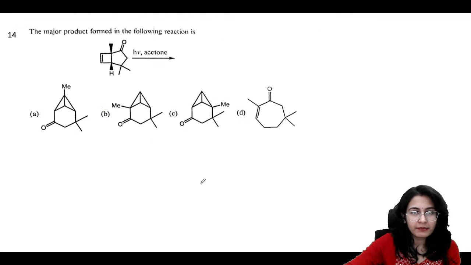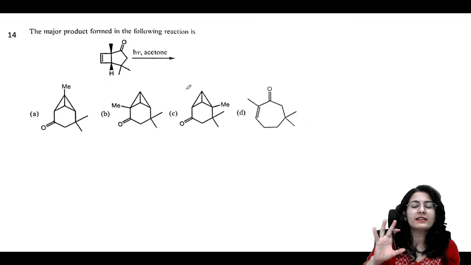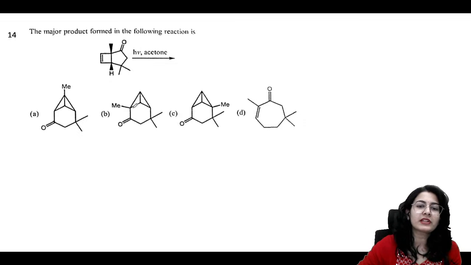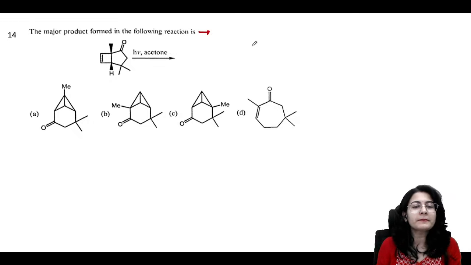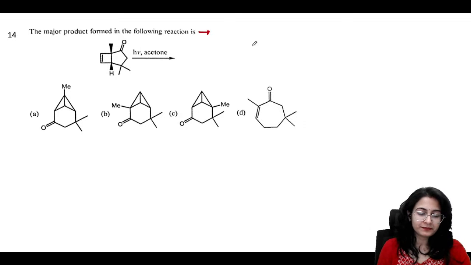चलो A was correct. अब ये देखते हैं दूसरा वाला. Now what is happening over here? How can you possibly get one of these products over here? Try out the mechanism. Carbonyl है, light है, acetone है. What is the photochemical reaction of a carbonyl?